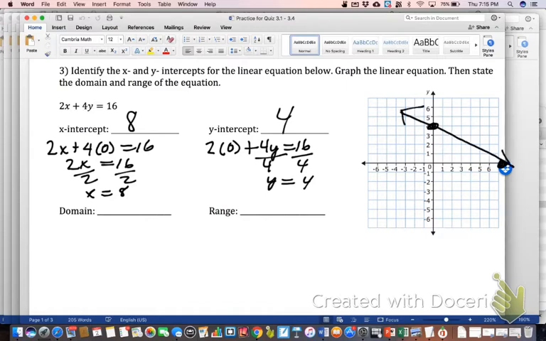Connect it. And because it's a linear equation that does not have a horizontal or a vertical line, we know that the domain and the range are both all real numbers.